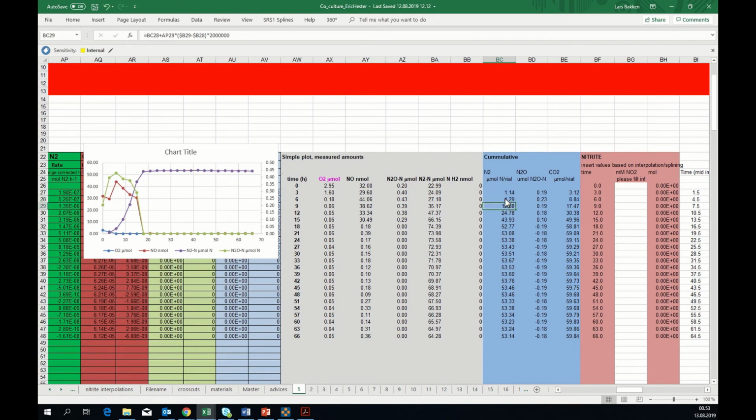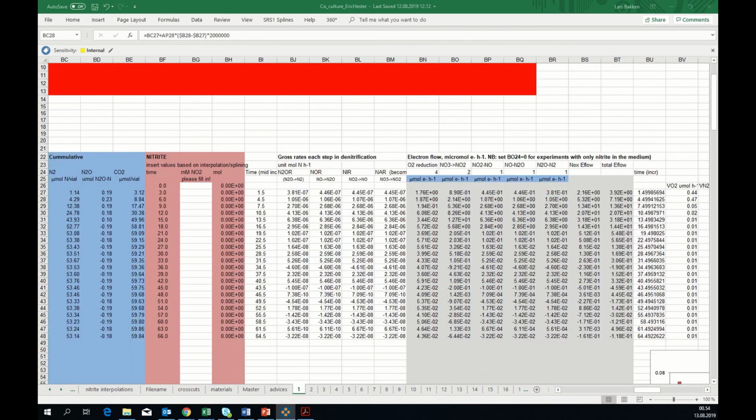You will use this many times, and you will construct your own cumulated values many times, because it's a very useful exercise. If you look further to the right, you will find some columns where you are allowed to insert measured nitrite, and that is an exercise in itself to interpolate nitrite measurements, so we leave that aside for now. And then there are some various calculations, gross rates in each step of denitrification and the electron flow. We can leave it for now. It will be taken on in later videos.